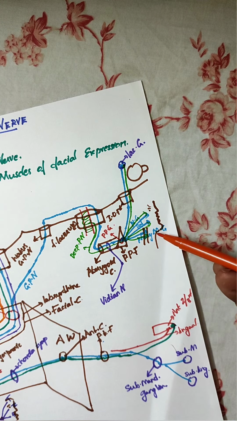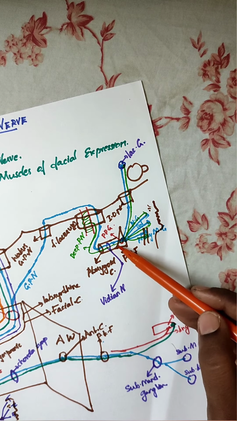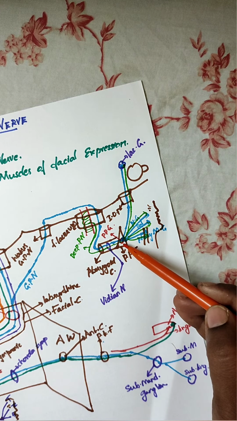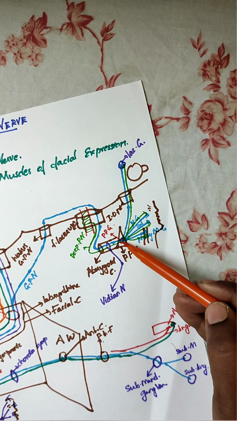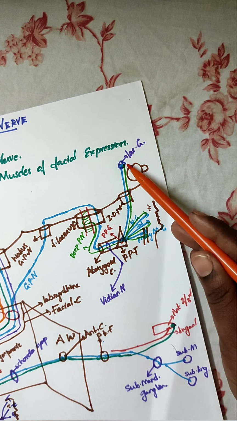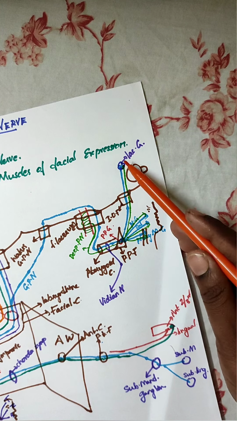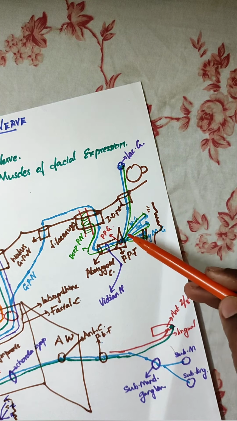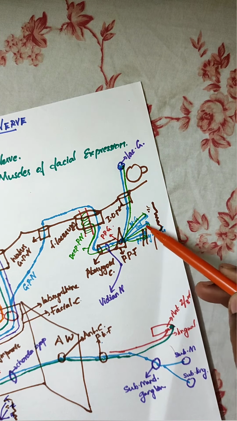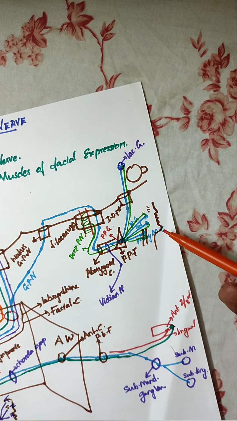palatine gland, and pharyngeal mucosal gland. The deep petrosal nerve does not relay on the pterygopalatine ganglion, and then it runs upward and enters into the orbit through the inferior orbital fissure, and it innervates the lacrimal gland, and also innervates the nasal gland, palatine gland, and pharyngeal mucosal gland.